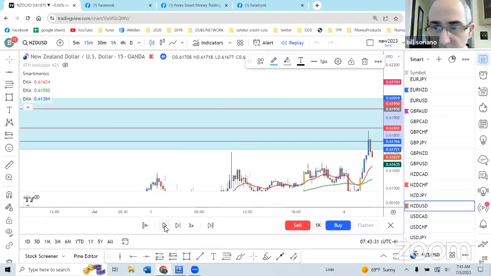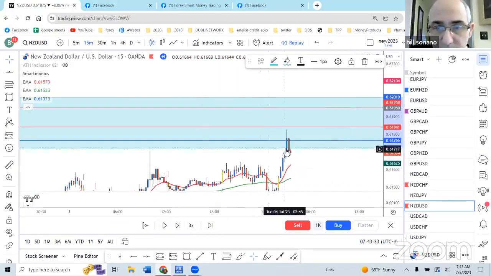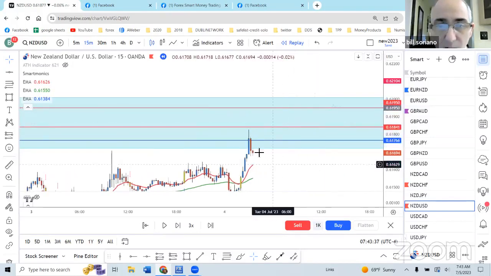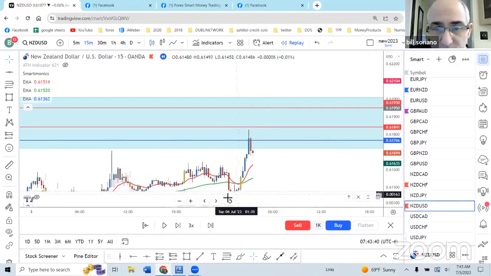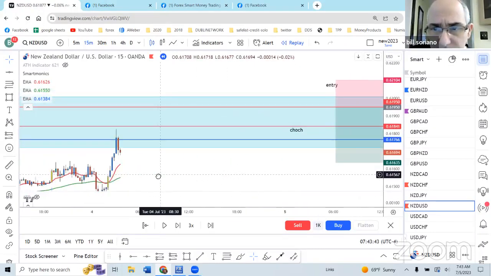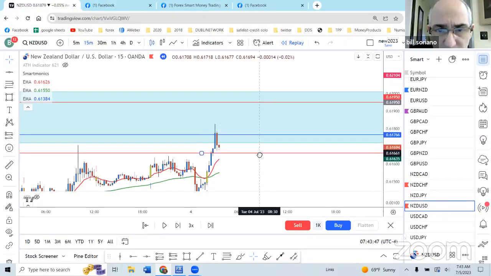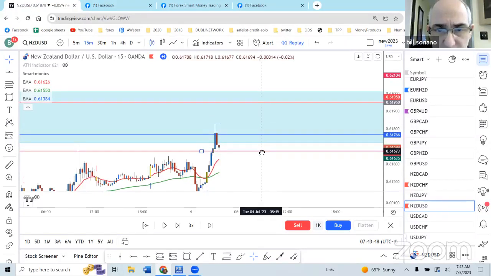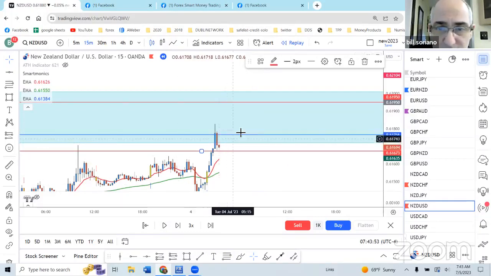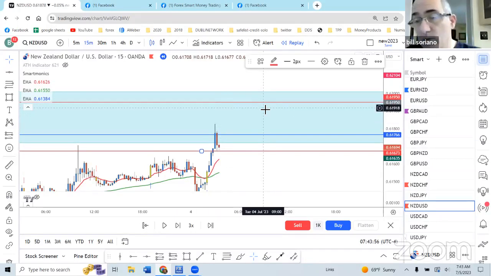So if we look here, we get price hits our point of interest here. Don't pay any attention to these red lines right now. So it hits our point of interest, and at that point right there, this is our choke line. Our change of character would be down here. As price moves up and down here, our change of character can change, right?